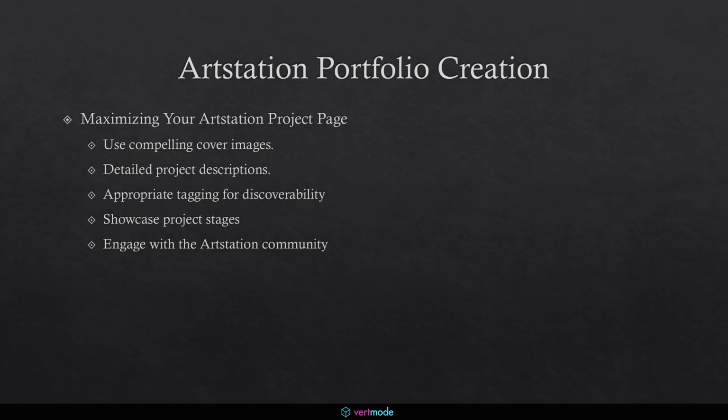You want to have a detailed project description. You don't want it to be super long. Usually about a paragraph to 2 paragraphs is ideal, but you want to give the audience a good idea of what this is and the purpose it served. You want to use appropriate tagging for discoverability. We'll go over that in that section, but basically making sure it's in the right categories and adding the right tags so when people search for it, they can find it.